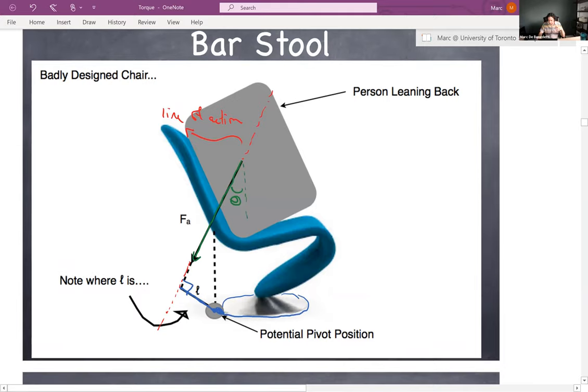Let's go back to the story. You can see here that when I leaned back in the chair, I no longer had a normal force from the ground to counteract my weight. If I lean backwards, there is a non-zero torque. There is a non-zero force times lever arm, which means rotation.